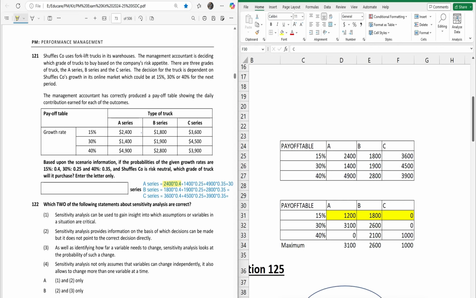Now, question number 122. Which two of the following statements about sensitivity analysis are correct? Okay, before reading the statements, let's understand what this analysis is. Basically, this technique helps to figure out which one is the critical variable, or which number or assumption affects the result the most.